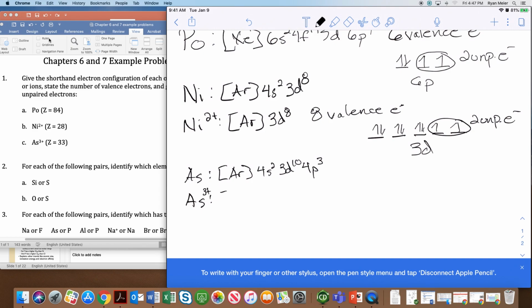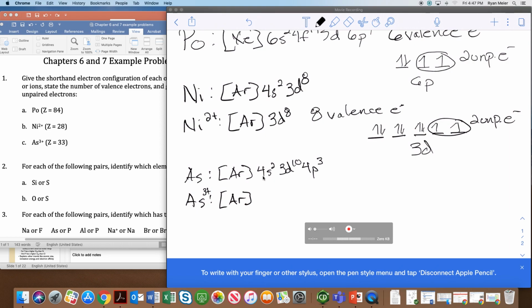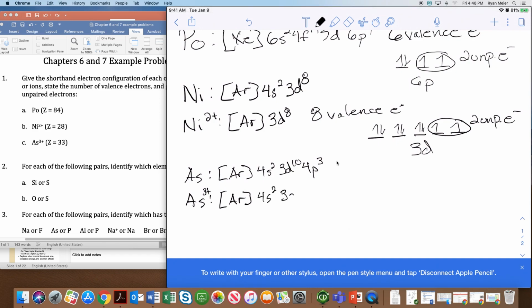So arsenic 3+. Still going to have that argon core. And in terms of the electrons that come off, we always pull them from the highest energy level first. But we have 4s and 4p. And so if you have the same principal energy level, you take the electrons away from the highest L value orbital, which is going to be the p orbitals before the s. So in this case, if it's arsenic plus 3, these are the 3 electrons that are going to come off, that 4p3. And so we'll be left with 4s2, 3d10.